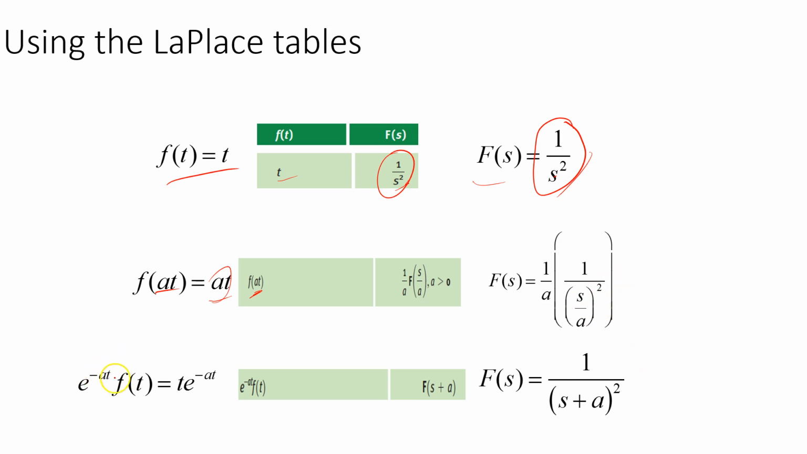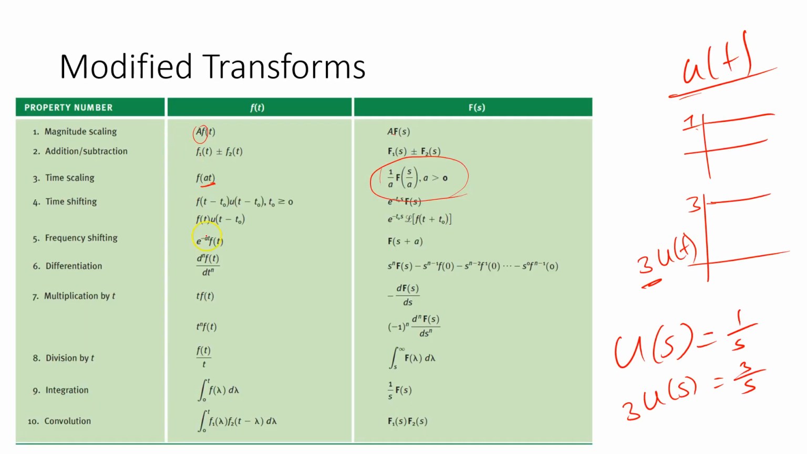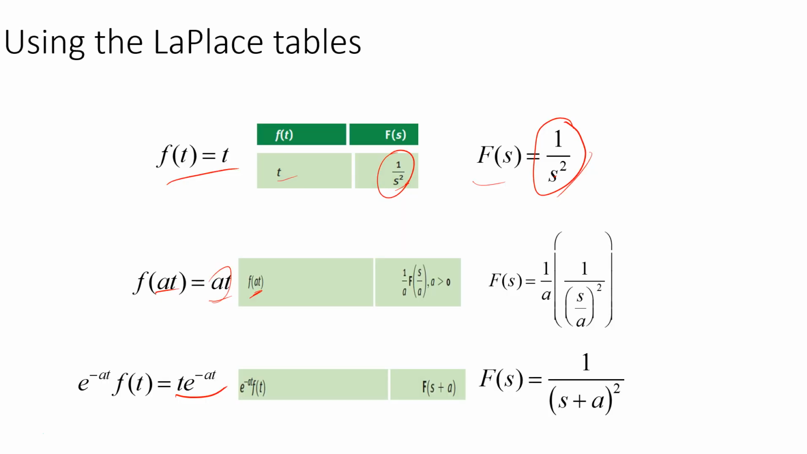If I wanted e to the minus at f of t, which is t e to the minus at, again I look at my modified transform, and I'll see e to the minus at f of t, which is a frequency shift, will be F of s plus a. So I have my original transform, which is 1 on s squared, and when I multiply it by e to the minus at, the s from the F of s simply becomes s plus a. So I have 1 on s plus a squared.